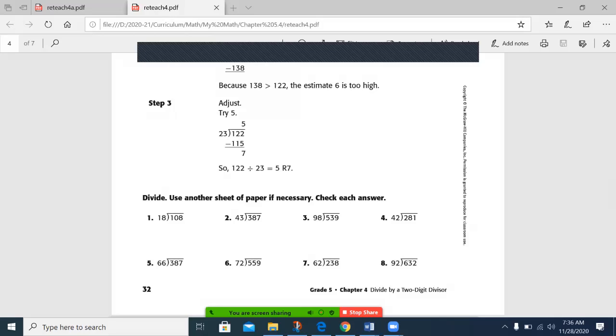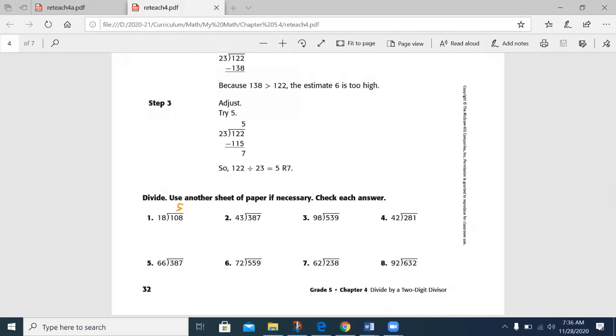So we look at this, and this is pretty close to 20, and this is pretty close to 100. So let's try a 5. I'm going to put it over here because 18 doesn't go into 10. Five times 8 is 40. Put the 4. 5 times 1 is 5 plus 4 is 9. Uh-oh. When we subtract, we got 18. 18 is the same as this. If these two numbers are the same, that means we could have had another group.